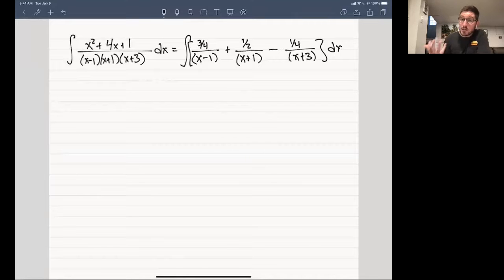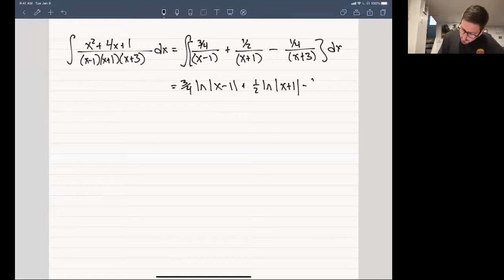And now these are easy integrals. These are all just natural logarithm integrals. So this gives me 3 over 4 natural logarithm of the absolute value of x minus 1, plus 1/2 the natural logarithm of the absolute value of x plus 1, and then minus 1 over 4 natural logarithm of the absolute value of x plus 3. And let's not forget, this is an indefinite integral. We've got to tuck that plus C on the end.